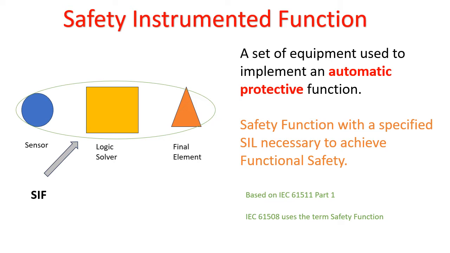If you see the red highlighted item, this only signifies that they are a group of equipment, but they should provide an automatic protective function. The protective function may be protection with respect to pressure, level, temperature, anything, right? But it should provide a protective function and the function should be automatic. Then only it will be considered a safety instrumented function.